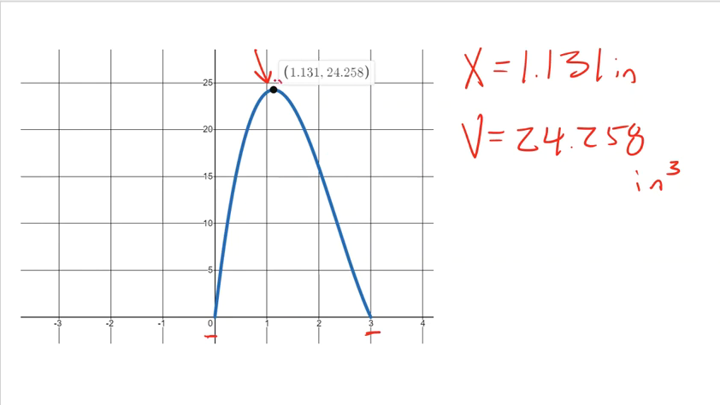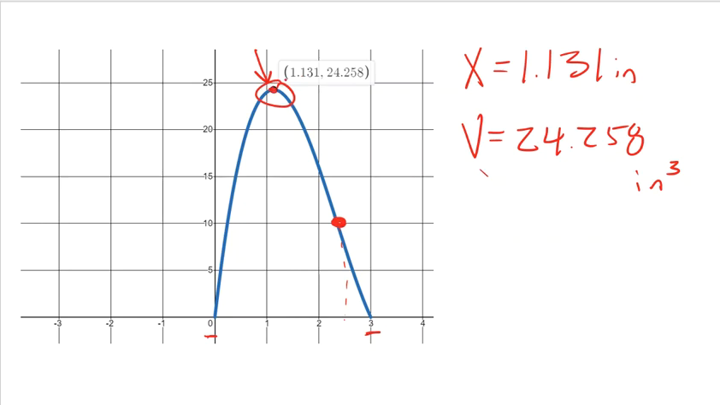Now again, that's why I needed the max. If I were to grab this value right here, that would be an x value of roughly 2.5, but it would not contain a maximum volume. The volume would be right around 10 cubic inches. Well, I don't want 10 cubic inches. I want the maximum cubic inches. And that is, again, finding that maximum value right there.